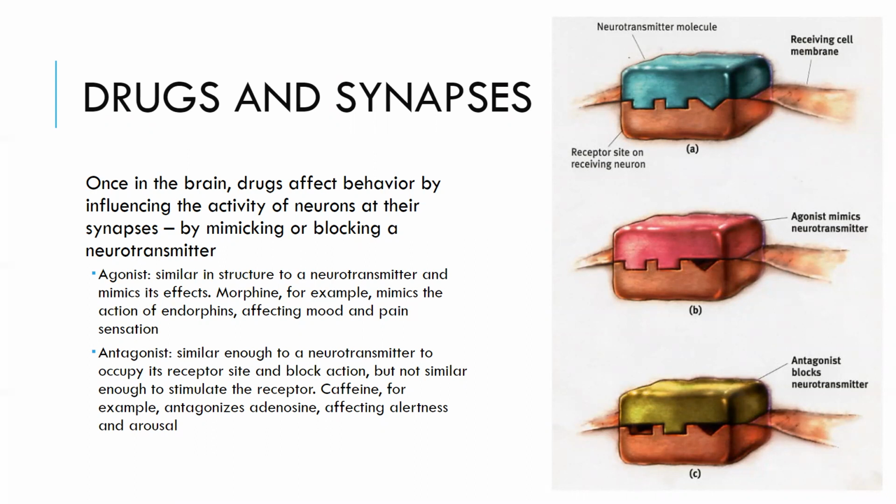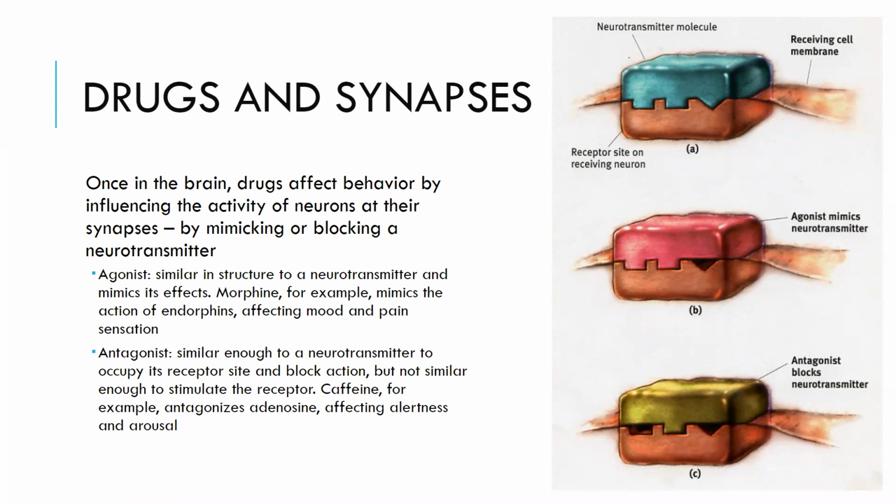Antagonists are similar enough to a neurotransmitter to occupy its receptor site, but they do not mimic the action. Instead, they block the neurotransmitter from being able to dock there and have an effect itself. You can see that depicted on the bottom of this graphic in the yellow image labeled C. An example of this would be caffeine. Caffeine antagonizes adenosine, meaning that it sits there and blocks the effect of adenosine. And adenosine is a chemical that impacts alertness and arousal.